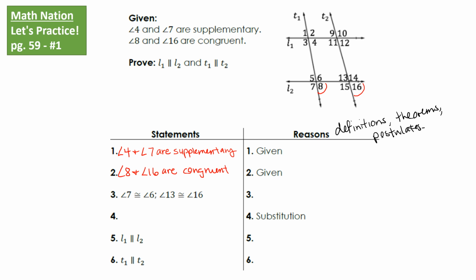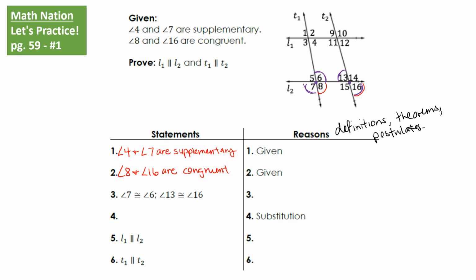So statement number 3 says we have two pairs of angles that are congruent. We have angle 7 and angle 6 to be congruent, and we have angle 13 and angle 16 to be congruent to each other. So remember, we're trying to find a reason of why these angles are congruent. And remember, the reason can either be a definition, a theorem, or a postulate. So if I look at the position of angle 7 and angle 6, and angle 13 and angle 16, I notice that these angles are opposite from each other, and they also share a common vertex.